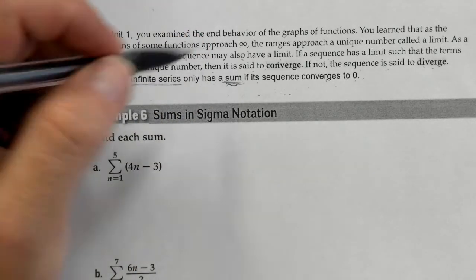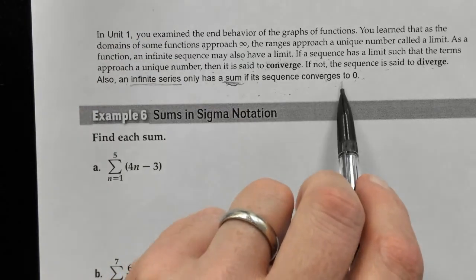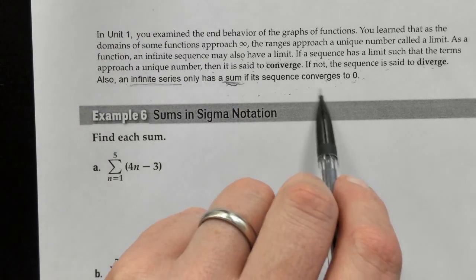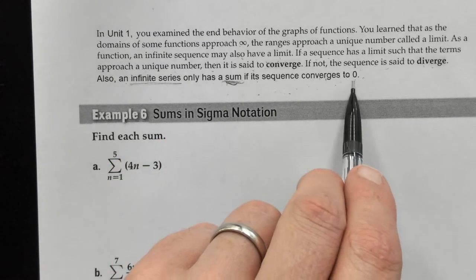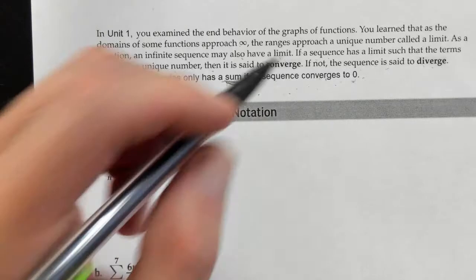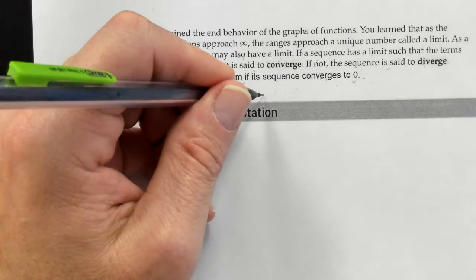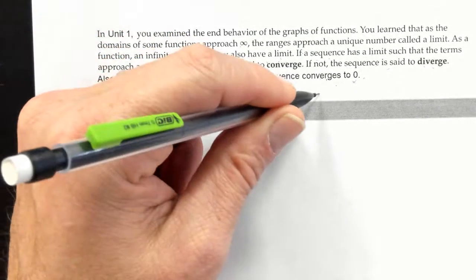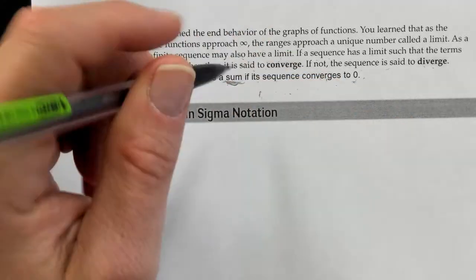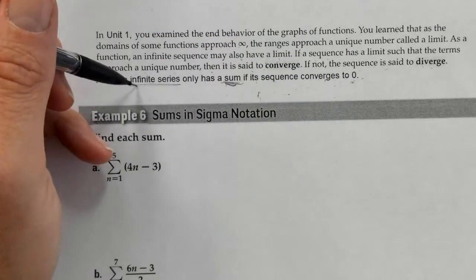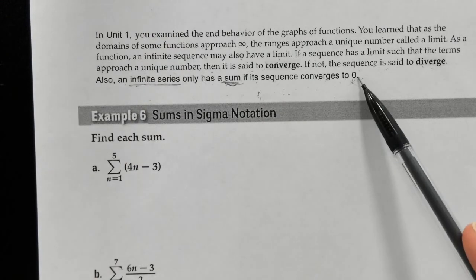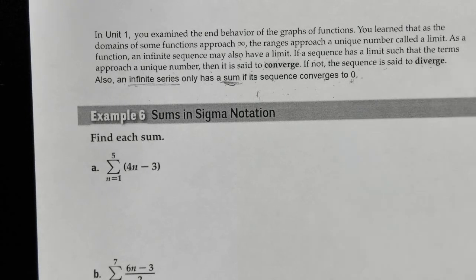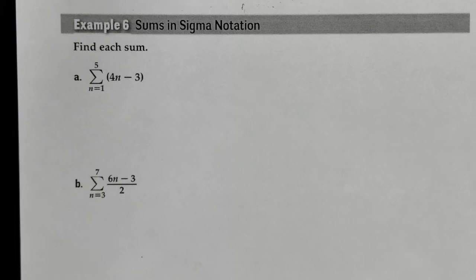Okay? But if the sequence doesn't converge to 0, if it diverges, it doesn't have a sum. Or if it converges to some number other than 0, it doesn't have a sum. So the example that I used earlier with the 9.9, 9.99, 9.999, it converges to 10, but that infinite series still would not have a sum. Why not? Because it does not converge to 0. Okay? So let's do some examples and see if we can clear it up a little bit.